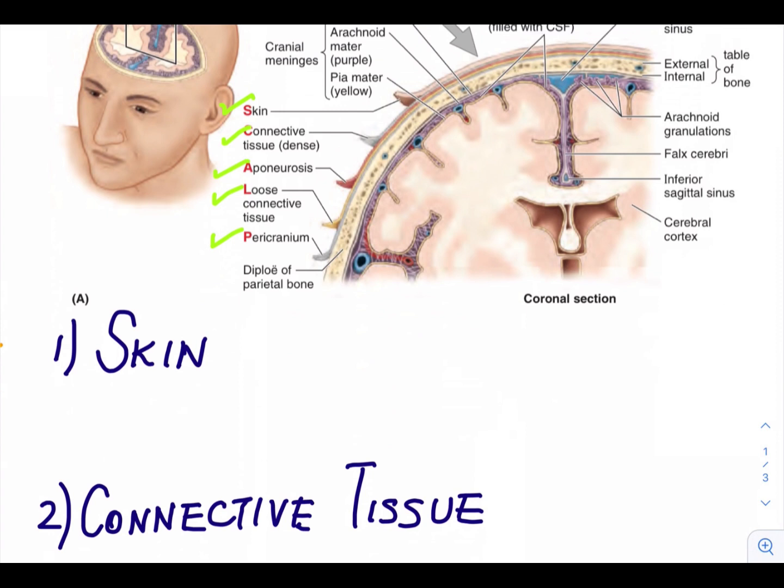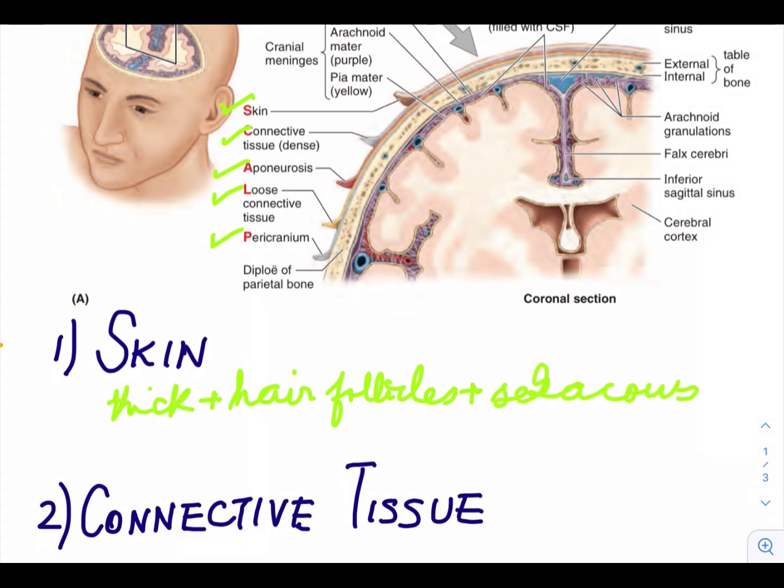The skin, which is the first layer of the scalp, is thick and hair-bearing and contains numerous sebaceous glands. So the skin, the first layer, is thick, contains hair follicles, and also contains sebaceous glands.